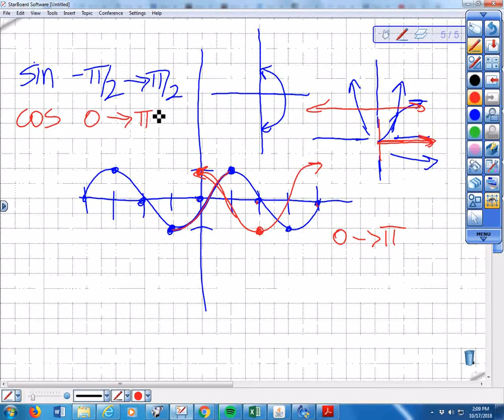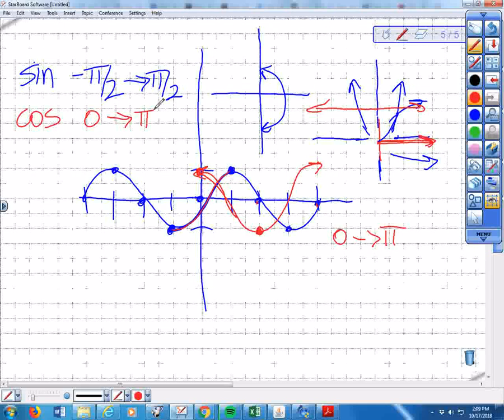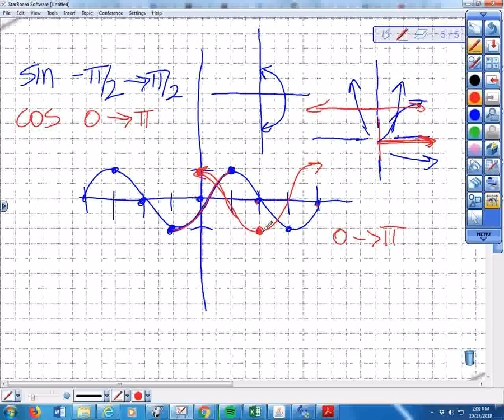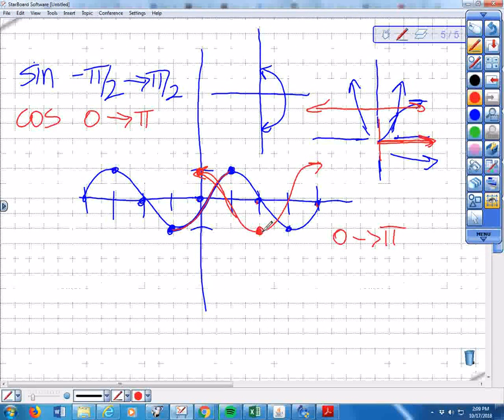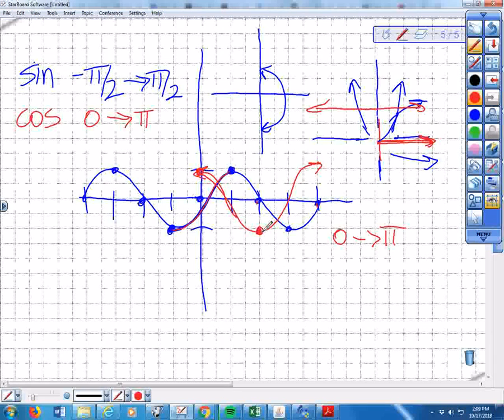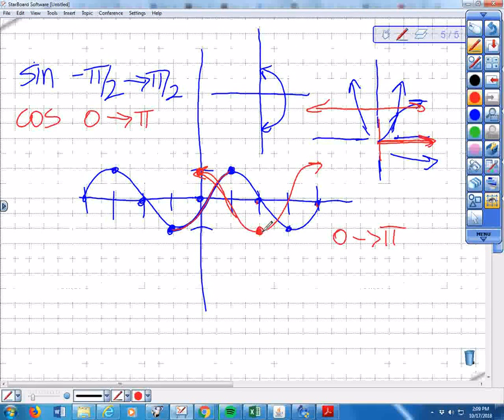is 0 to pi. Now, we could have picked from pi to 2 pi, or 2 pi to 3 pi, or 3 pi to 4 pi. All those domain restrictions would work, but trying to keep them close to the origin, 0 to pi is kind of the universal domain restriction for cosine.